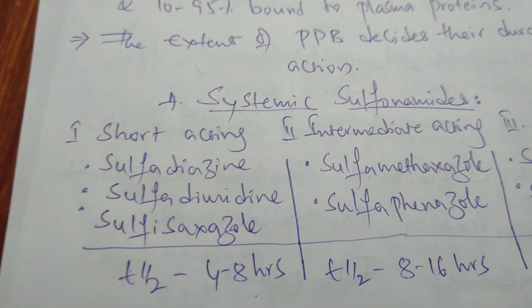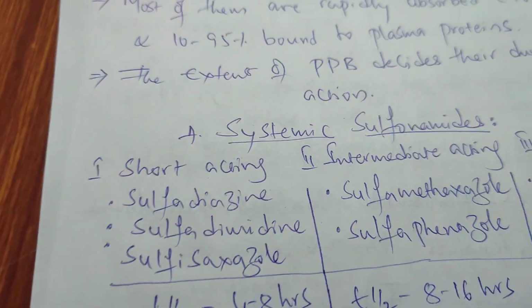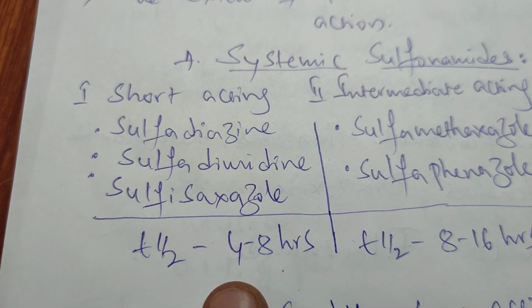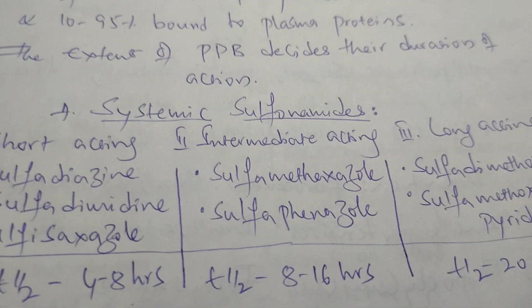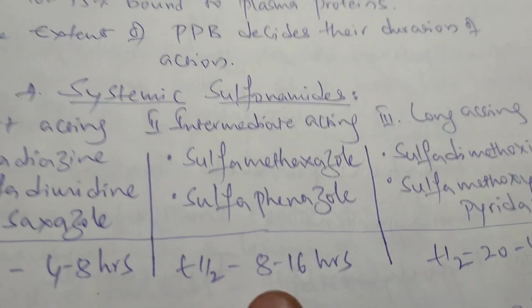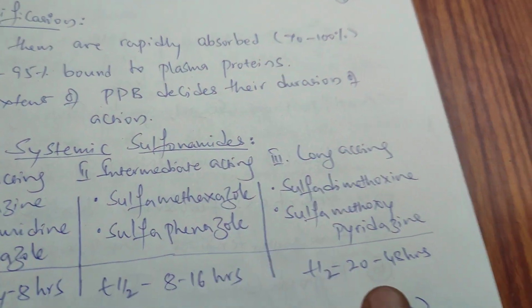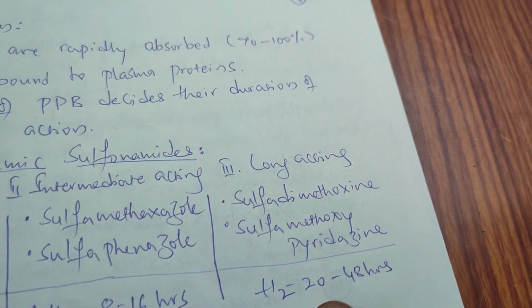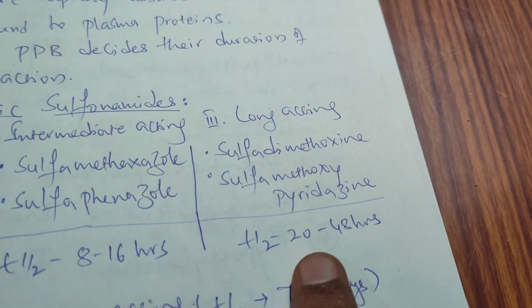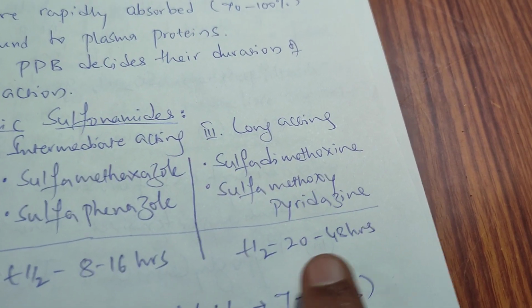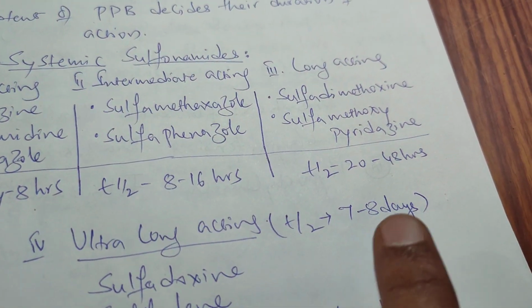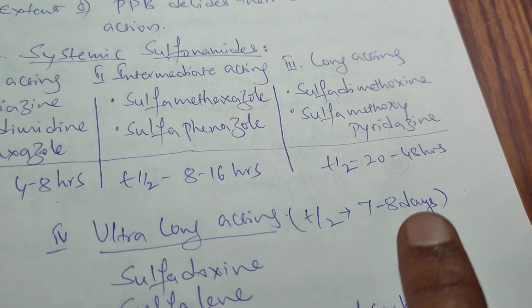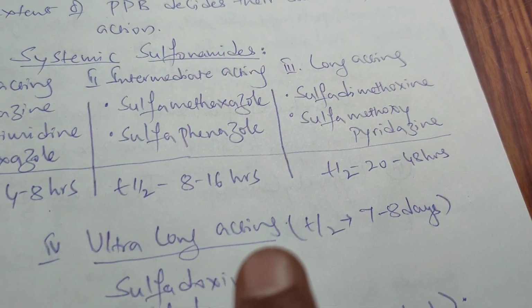Those sulfonamides which act for 4 to 8 hours are called short acting sulfonamides. Those acting for 8 to 16 hours are intermediate acting sulfonamides. And those which act for nearly 1 to 2 days, meaning 20 to 48 hours, are called long acting. Whereas there are some sulfonamides which act for 7 to 8 days, meaning more than 1 week they stay in your body; they are called ultra long acting sulfonamides.